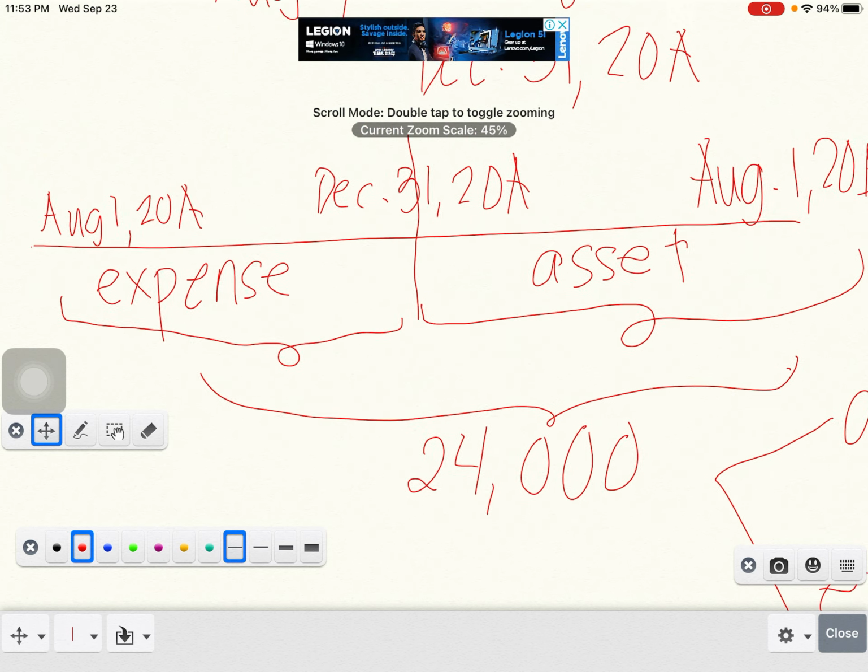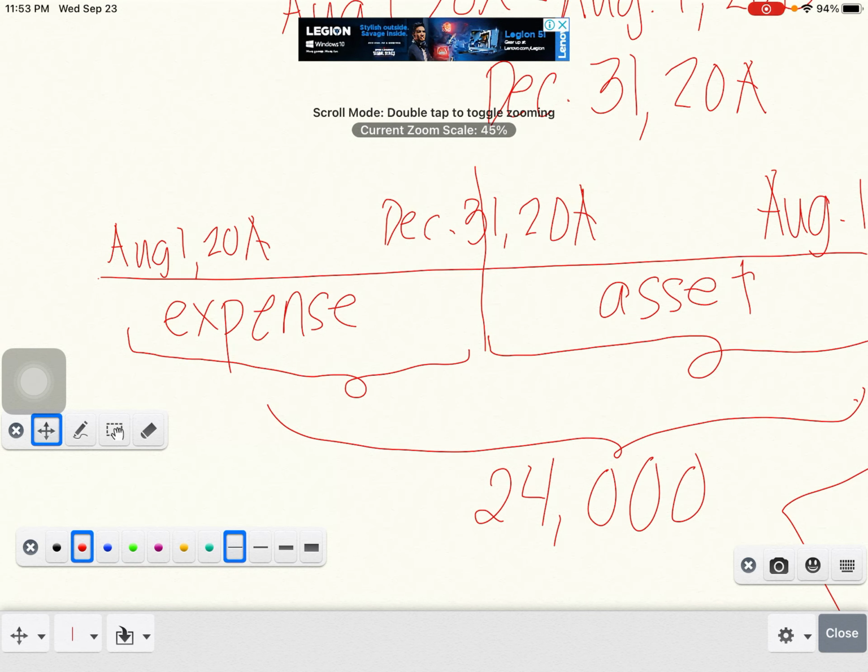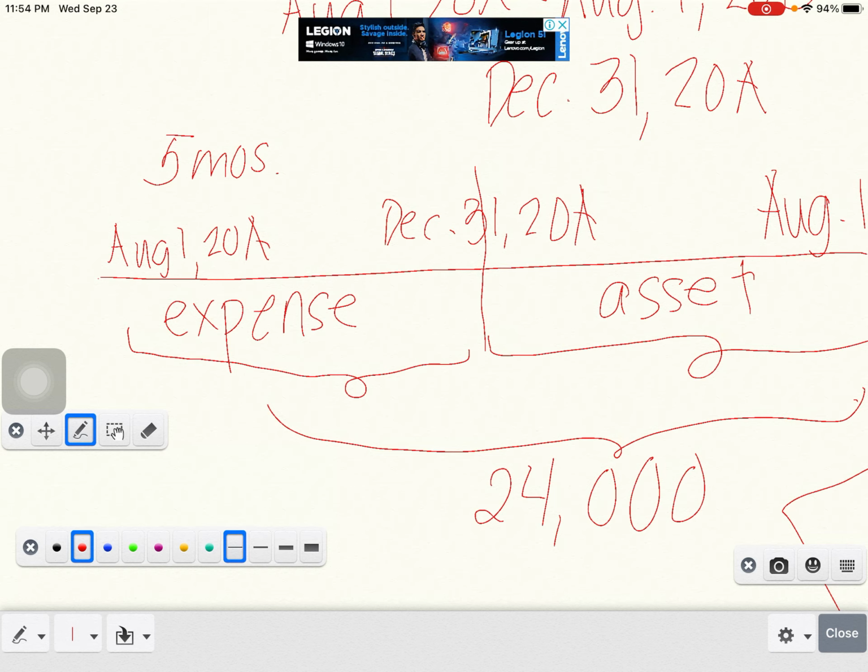So how would you know? August 1 to December 31. So you count the whole month of August, August 1 to August 31. Then September 1 to September 30. So that's 2 months. October 1 to October 31, 3 months. November 1 to November 30, 4 months. December 1 to December 31. That is a total of 5 months.